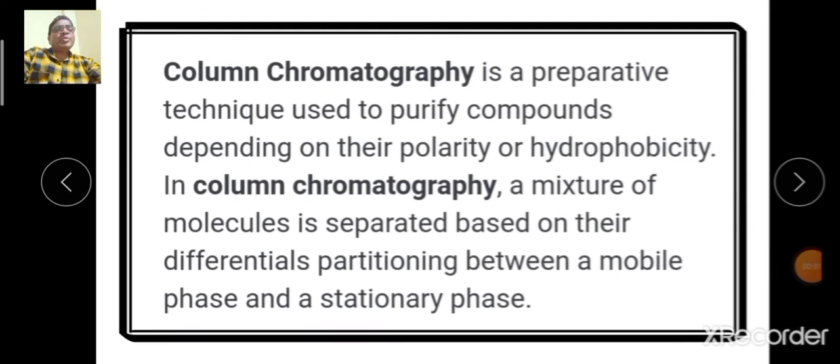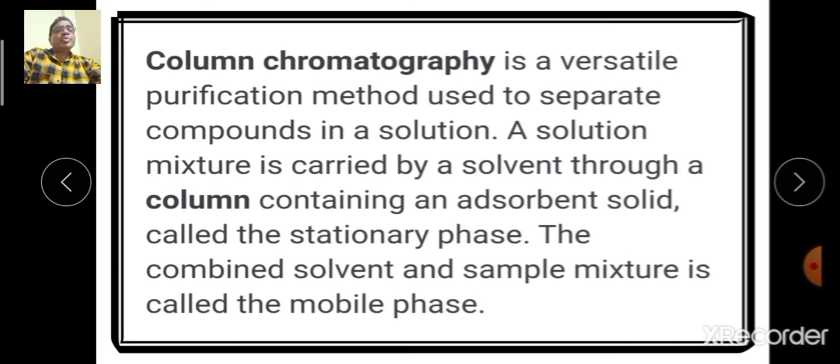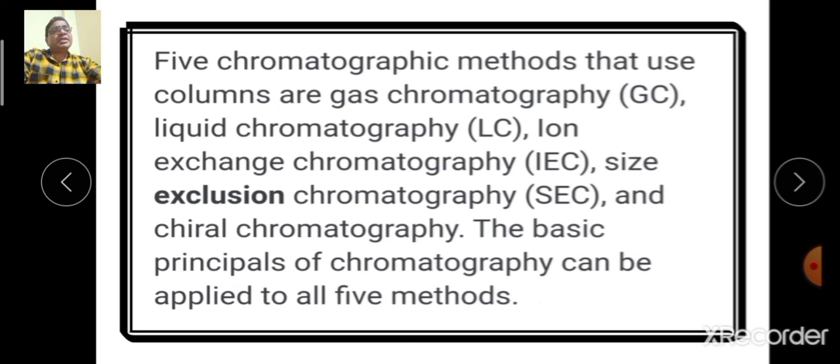Column chromatography is a technique used to purify compounds depending on their polarity or hydrophobicity. In this method, a mixture of molecules is separated based on their differential partitioning between a mobile phase and a stationary phase. Of course, column chromatography is a versatile purification method used to separate compounds in a solution. Here, the idea of stationary phase and mobile phase is made clear.